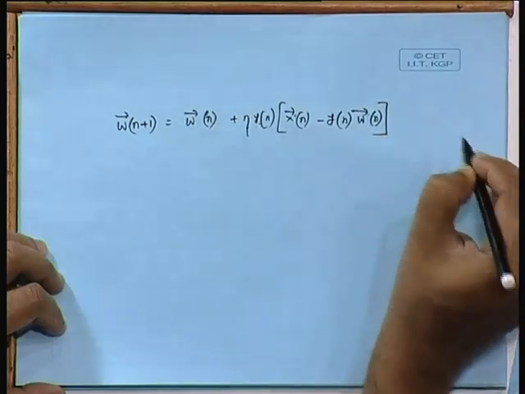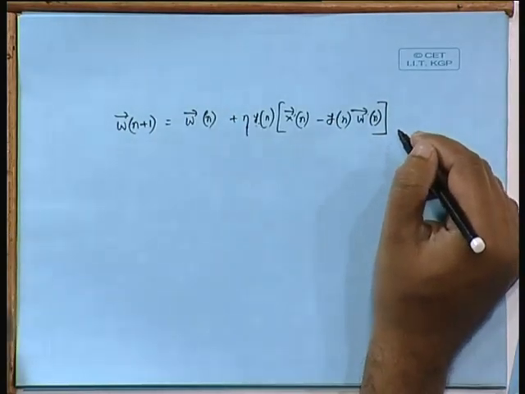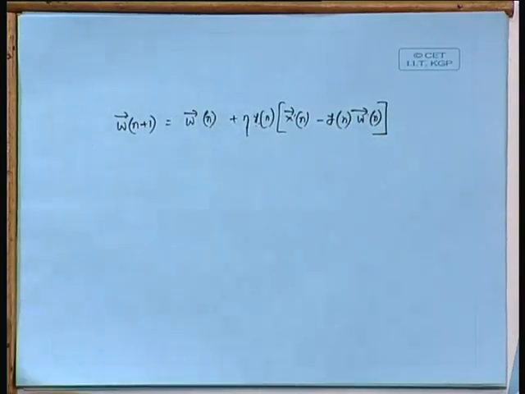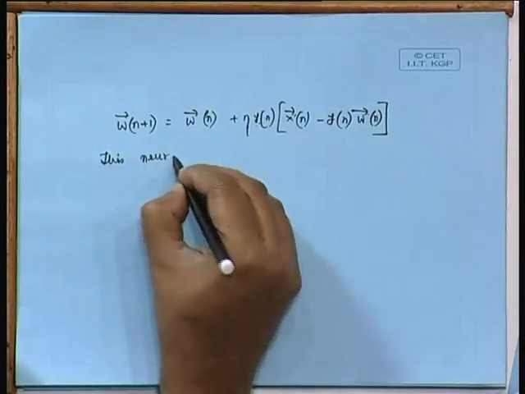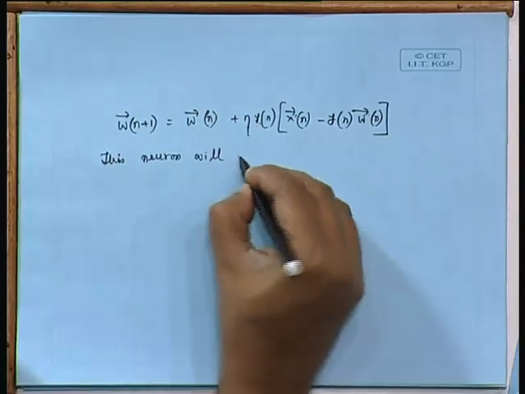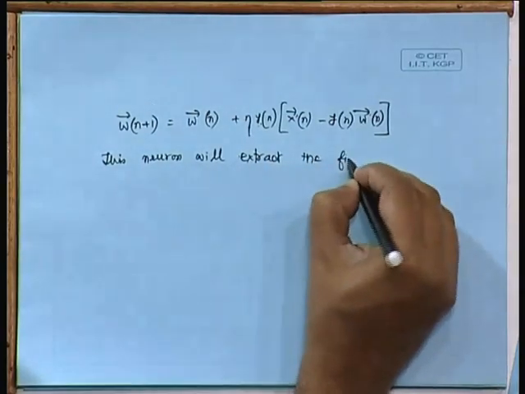So, this is the first neuron, and in fact, this can be proved. Yesterday I was referring to Oja's result, the paper which he published in 1982. According to his result, he has proved that this neuron will extract the first principal component.